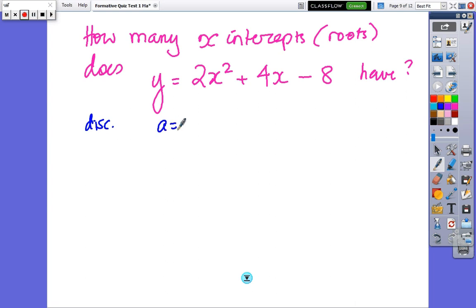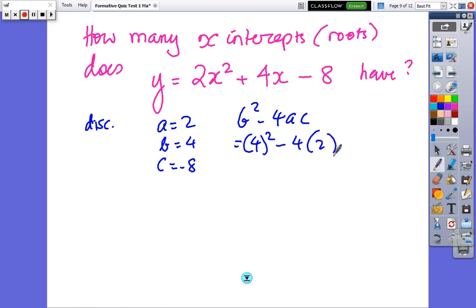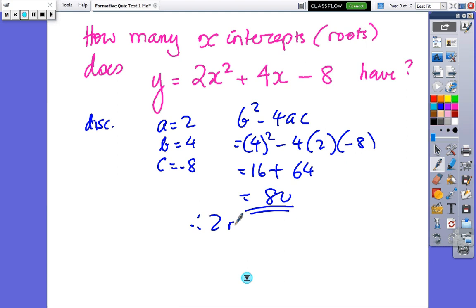Okay, a equals 2, b equals 4, c equals minus 8. So b squared minus 4ac equals 4 squared minus 4ac, 16. Minus and minus is a plus. 4 2s are 8, 8 8s are 64. Equals 80. So it's a positive number, so there are 2 roots.